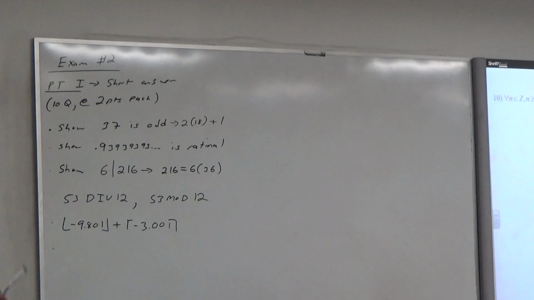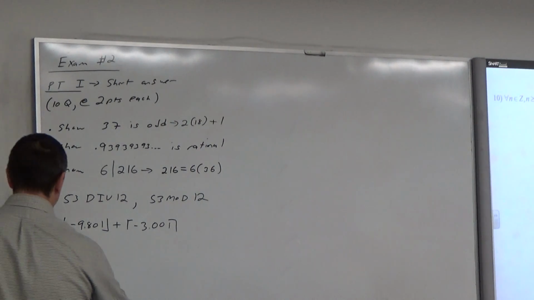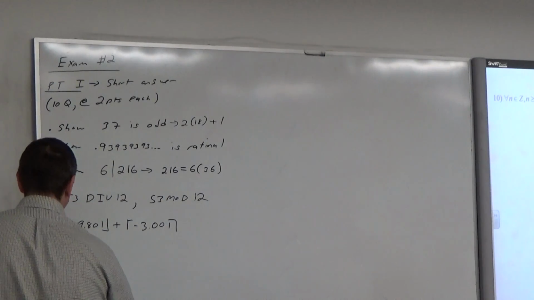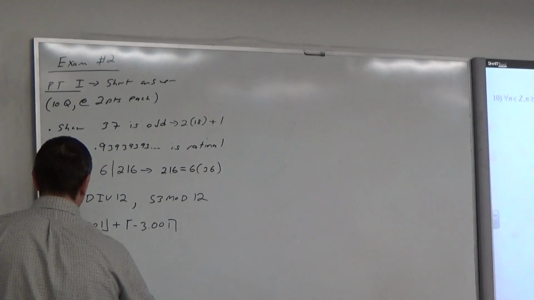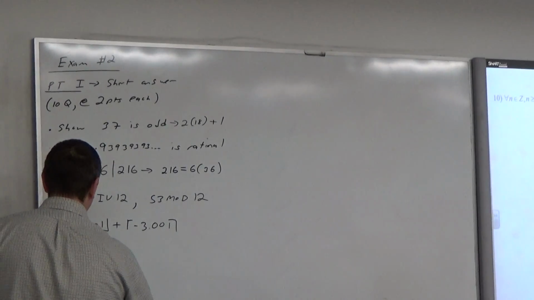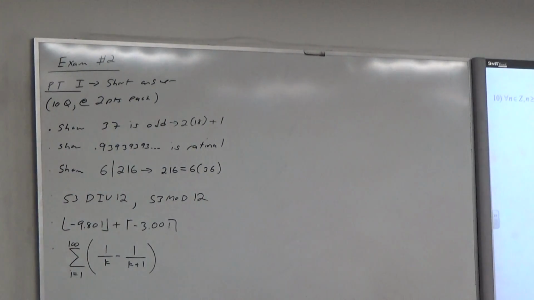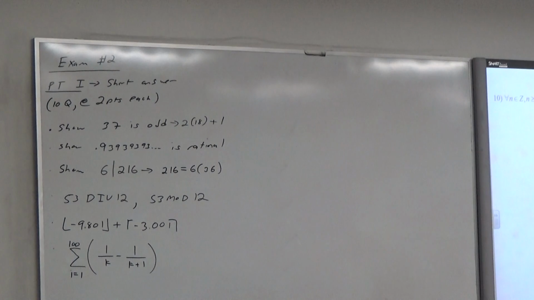If I ask you guys to evaluate a series, like for instance, I know we did one like this in class, the sum from k equals 1 to 100 of 1 over k minus 1 over k plus 1. Make sure you guys can do that without using a calculator. Isn't that one of those telescoping series where you write out the first few terms and you start canceling stuff and you end up with the first and the last term in the series? So make sure you guys are okay with something like that.